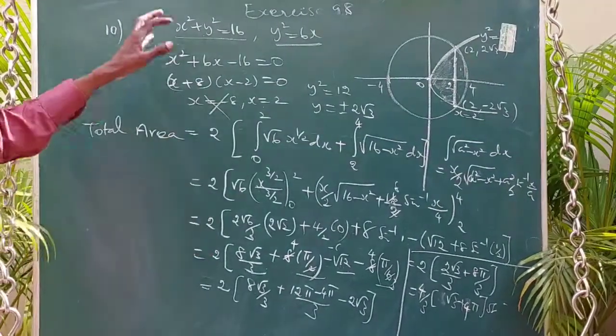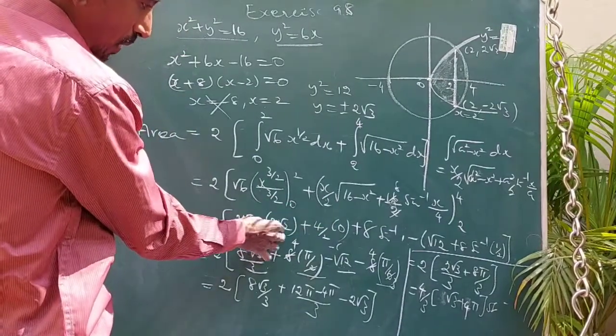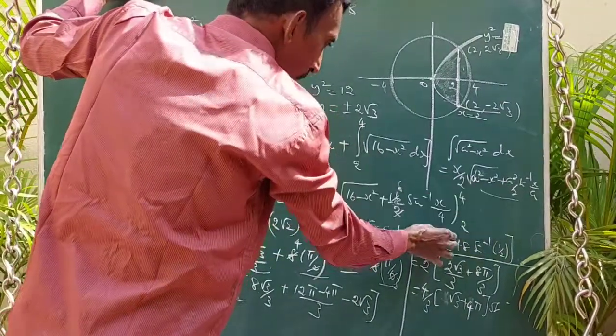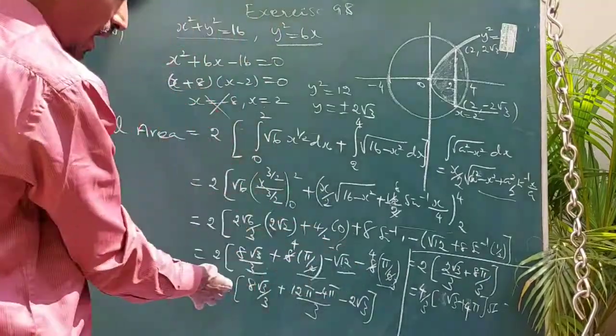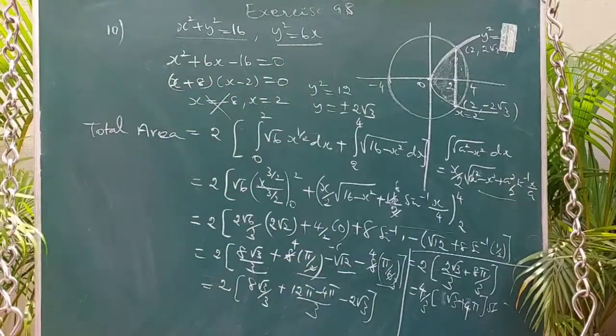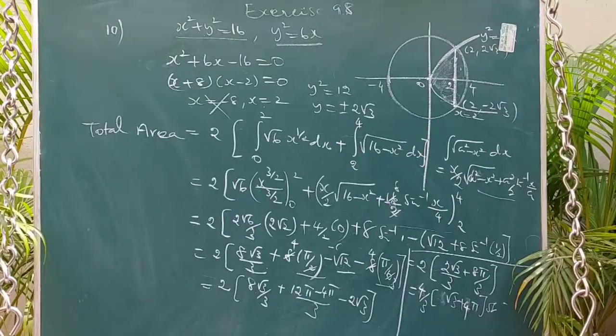So here do it carefully when you are putting the upper limit. No problem, minus 0 is not needed, but here remember this formula and apply the upper limit minus lower limit carefully, and by taking the LCM do it carefully, then only we are getting the simple answer, 4 by 3 into root 3 plus 4 pi.